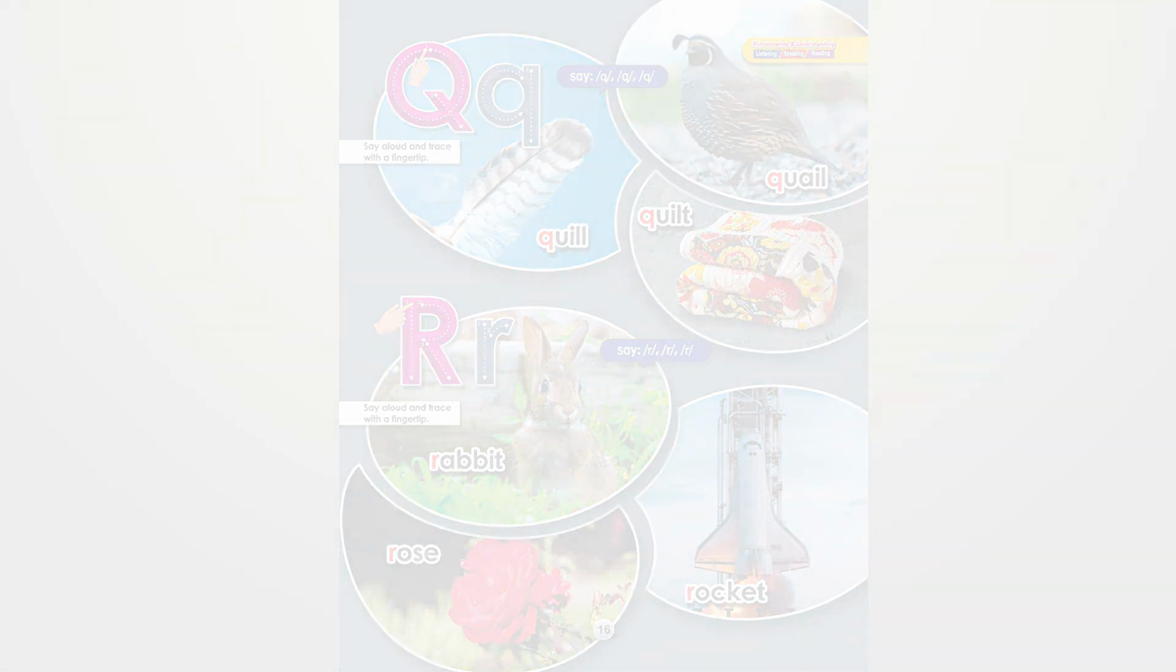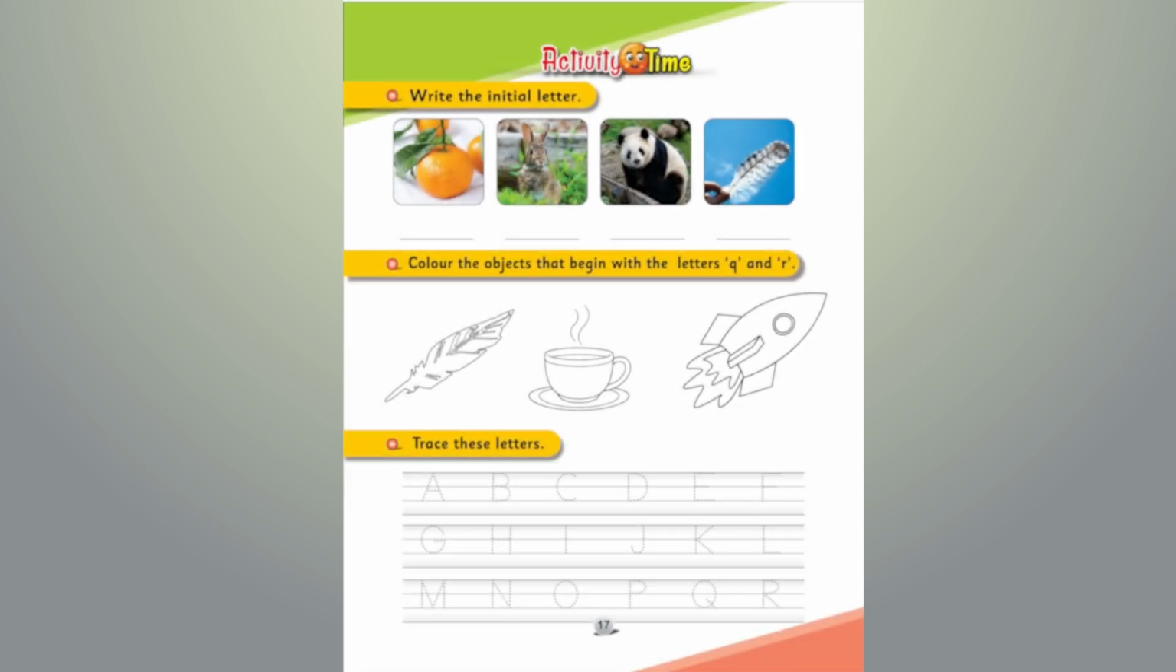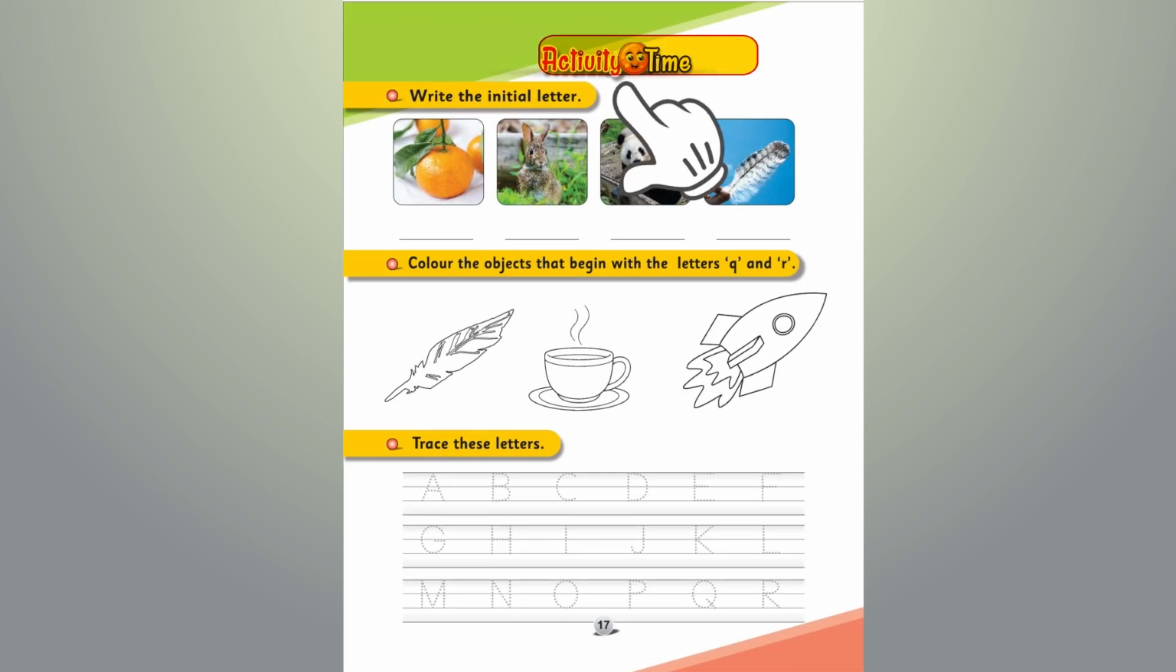Welcome back, dear students. Today we're gonna do page number 17 of ACD English Age Group 4+. So what is on this page? Wow! Today it's our activity time. So what we're gonna do in our activity? We have a lot of questions. First of all, read question number 1. Write the initial letter. So we have to write the first letters.